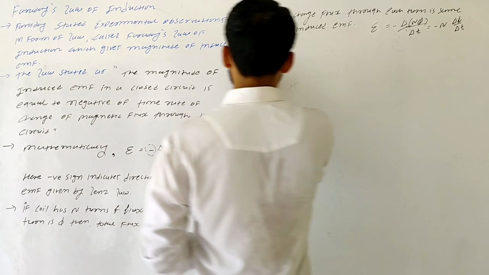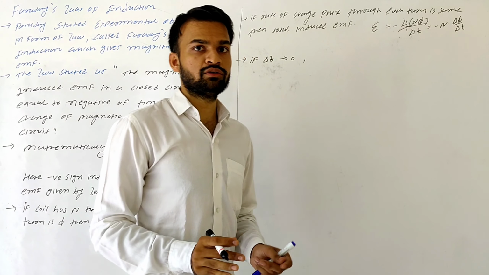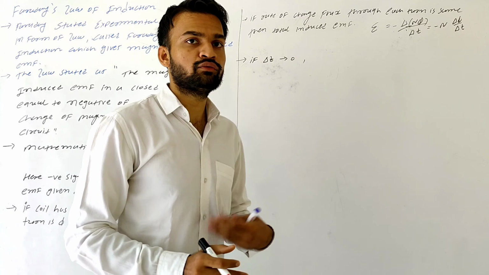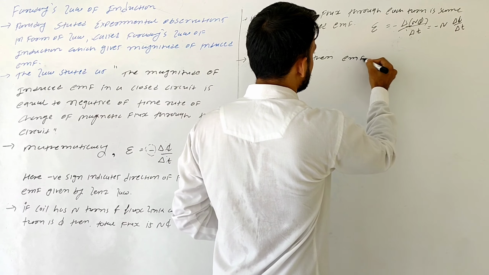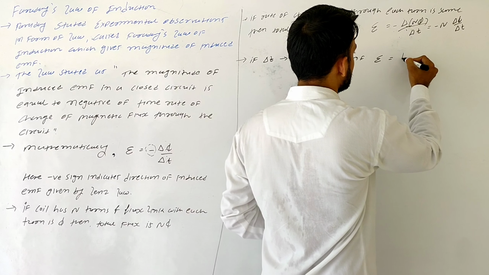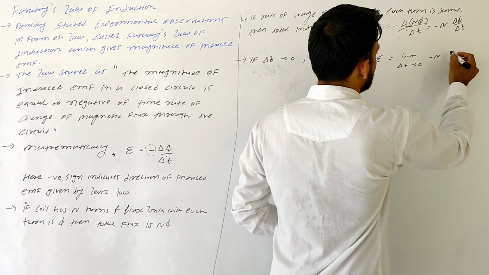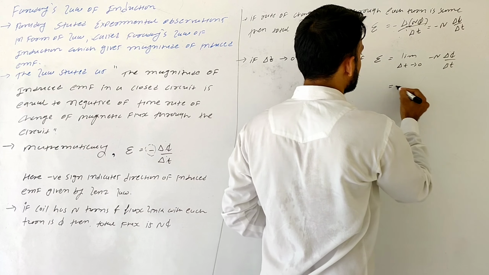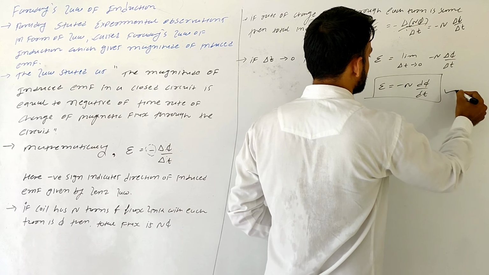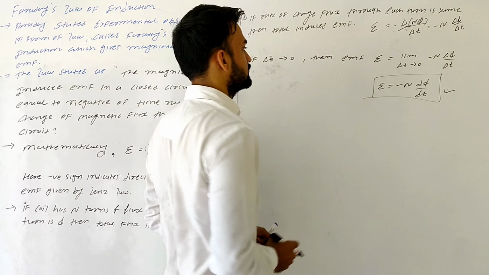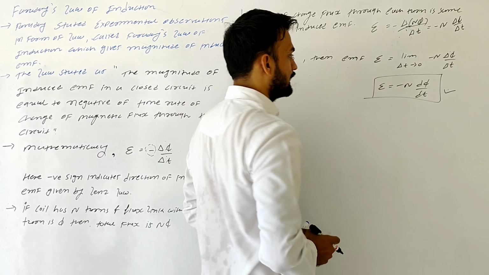Now here we can say if delta t tends to 0, then we get the instantaneous EMF. Then EMF is equal to the limit as delta t tends to 0 of minus n delta phi by delta t, and it becomes minus n d phi by dt. So here we have the magnitude of instantaneous EMF produced in a coil having n turns.